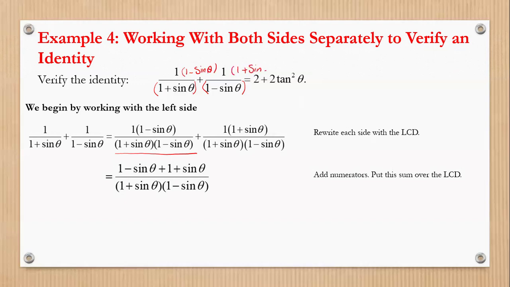sine as well. And if you multiply and then write them all on top of one fraction with the common denominator, you get 1 minus sine plus 1 plus sine. And plus sine and minus sine cancel each other, and you get 2 over the whole denominator.